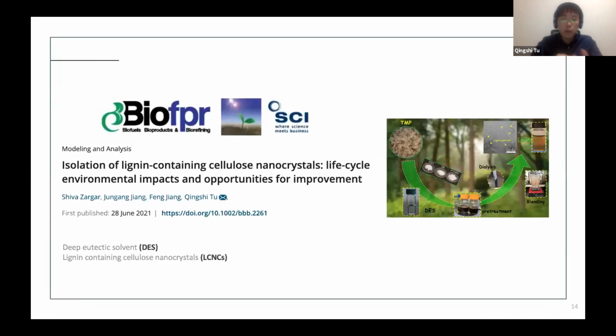And another example is the recent paper we did on LCA for the isolation of lignin-containing cellulose nanocrystals using DES. What we did is work with a professor in our own department, and we look at this particular situation where you have the thermomechanical pulp mixed with the DES under a certain temperature and for a certain period of time, and you separate them, right? So you get your LCNC.